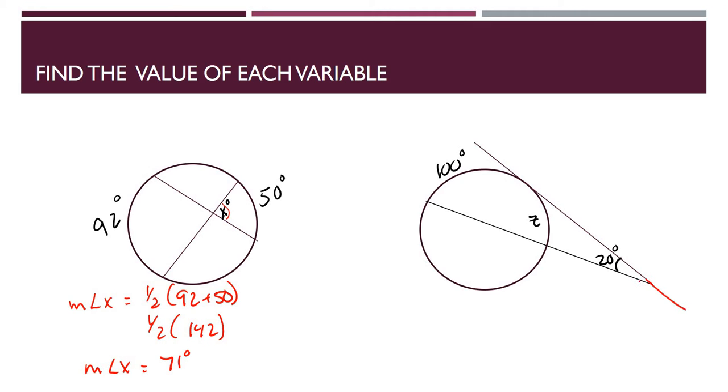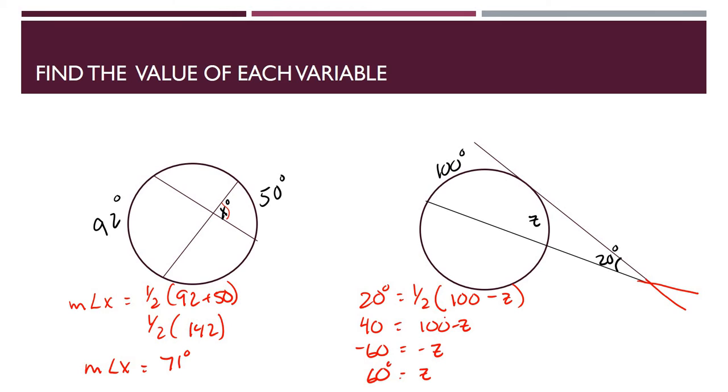Over here, these two lines intersect outside of the circle. So we can say that the measure of angle, it's already given to us. So 20 degrees is 1/2 of the difference of 100 minus z. I'm going to multiply both sides by 2 to eliminate the 1/2. Subtract 100, so I know that z is 60 degrees. This arc z is going to be 60. So that's the first two theorems. They're pretty simple to use once you know them.